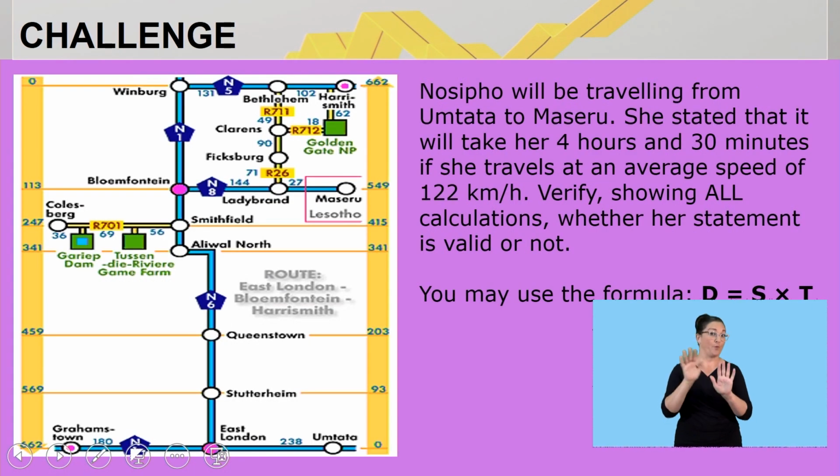Now, guys, before I say goodbye, let me quickly leave you with a challenge. So for this week, I would like you to do the following. Here's the question. It says, Nosipa will be traveling from Umtata to Maseru. She stated that it will take her 4 hours and 30 minutes if she travels at an average speed of 122 kilometers per hour. So what is it that you need to do? It says verify, showing all calculations, making this a level 4 question. It's very important to note. You must verify, not by guessing, but by showing your calculations, whether her statement is valid or not. And then again, I said you may use the following formula, and that is distance equals speed multiplied by time.